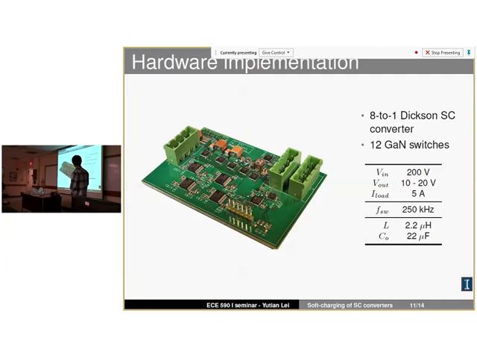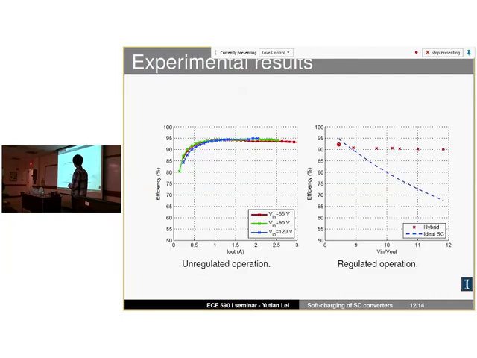This converter is able to operate with an input voltage of 200 volts, and the maximum power is 100 watts, switching at 250 kilohertz. Here are some experimental results. On the left, we are showing unregulated operation. In unregulated operation, that means we fix the conversion ratio. So whatever the input voltage is, the output is an eighth of that.